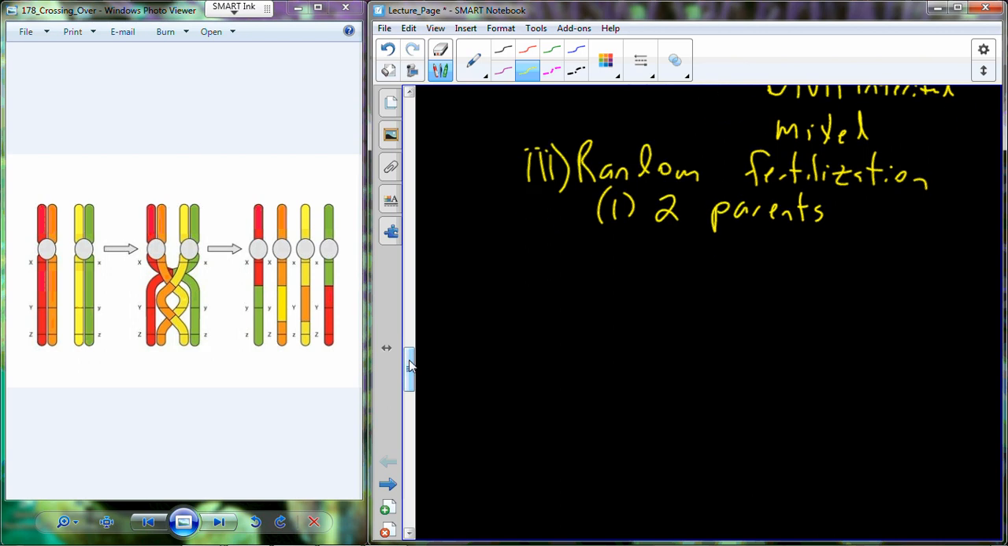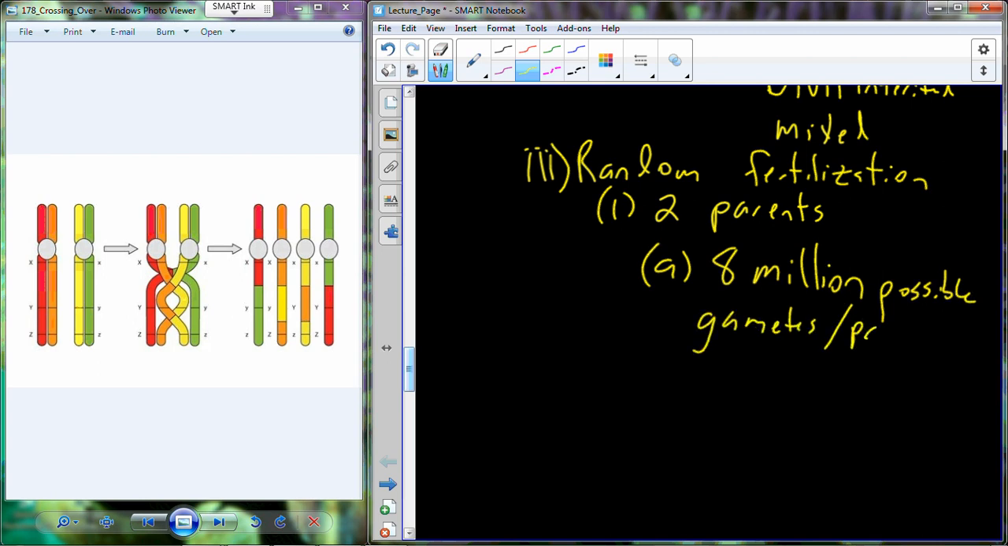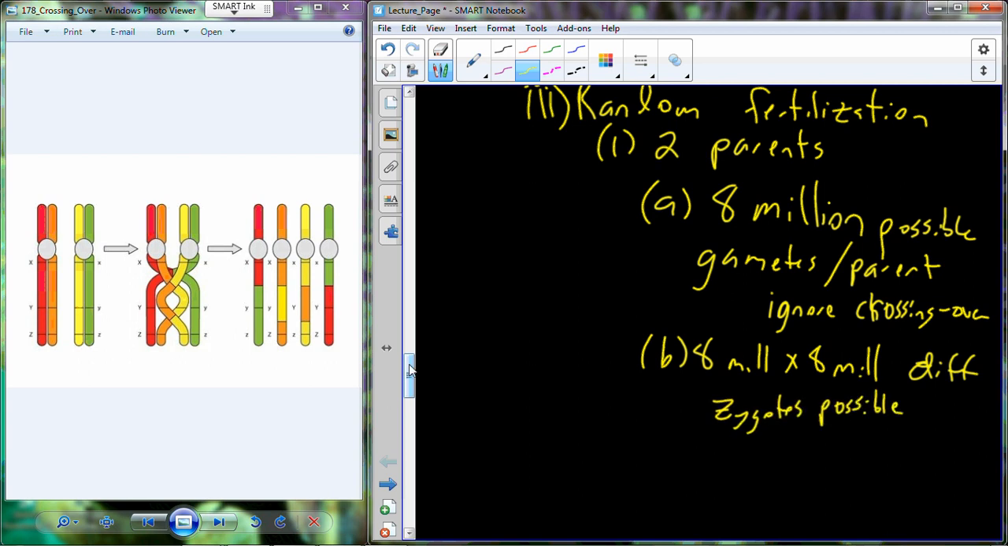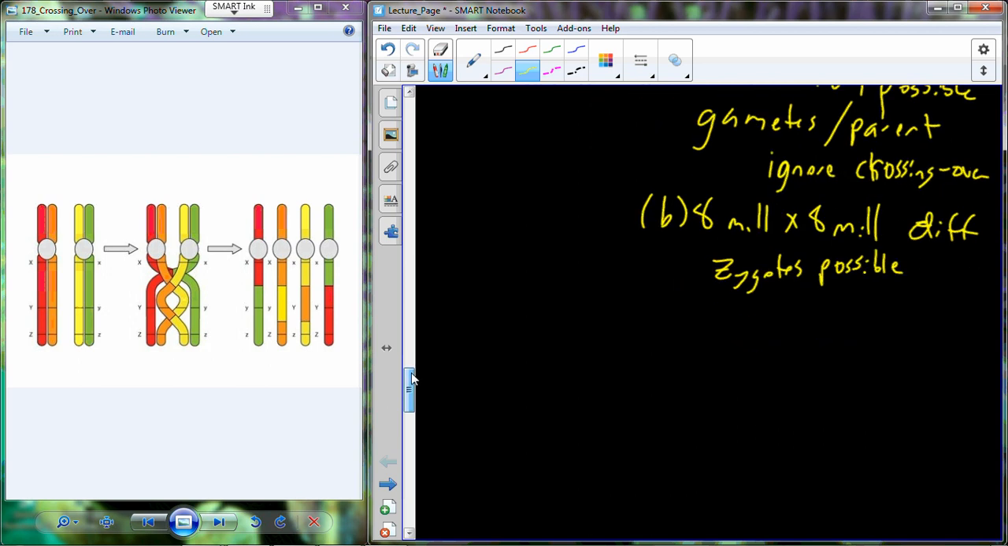So for each parent, if we ignore crossing over, which we cannot, but if we just ignore crossing over, back to the math that I've already let you in on here, there are 8 million possible gametes per parent. That's if we ignore crossing over. It's much higher if we incorporate crossing over into the equation. So 8 million times 8 million different zygotes that can be produced.